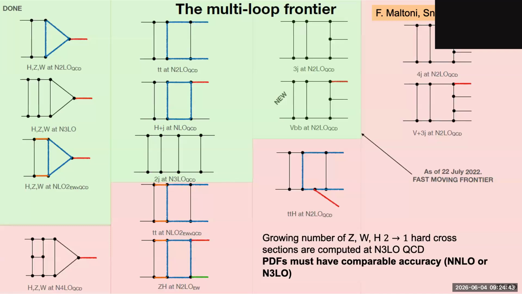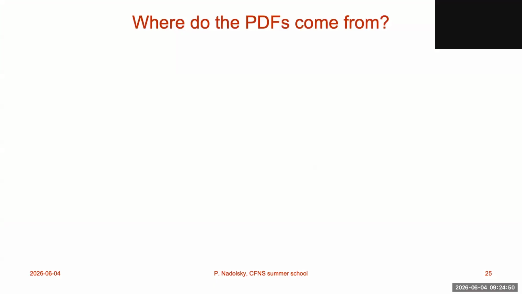Okay, and so this is just an example of multi-loop calculations that are done now. I will not spend time on this. And so then the big question is, where do we find the PDFs that will match the accuracy of our hard cross sections? And so let me ask you that, okay, so suppose you need to do the calculation.